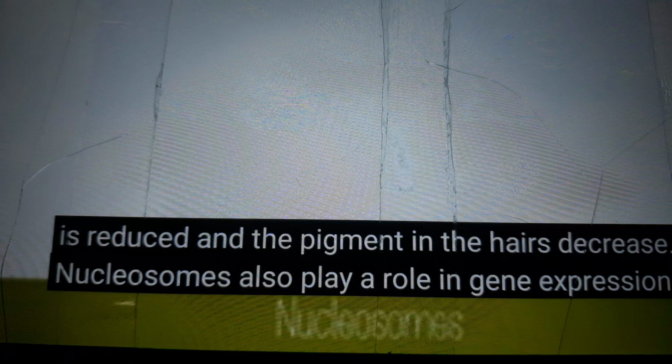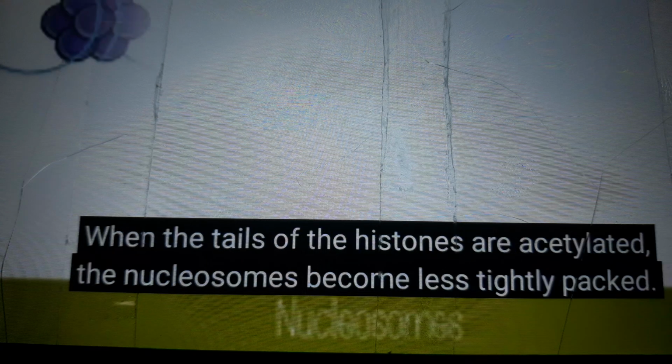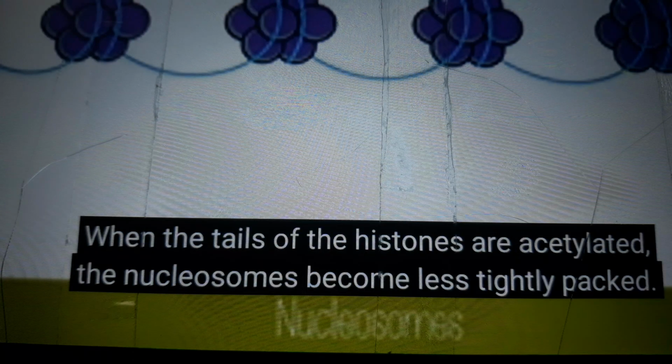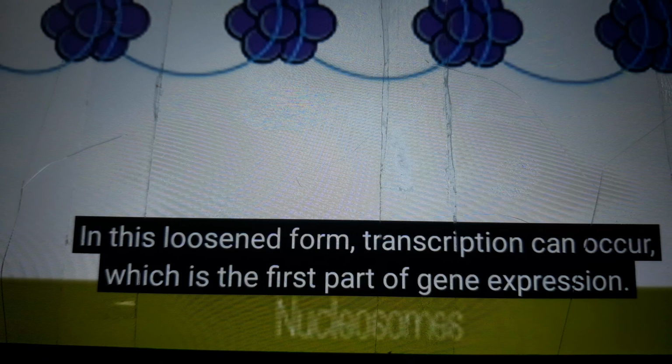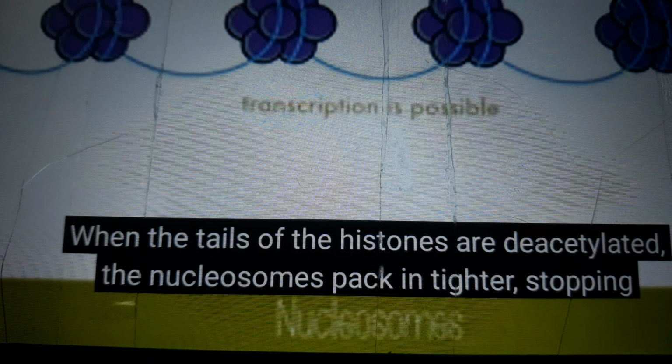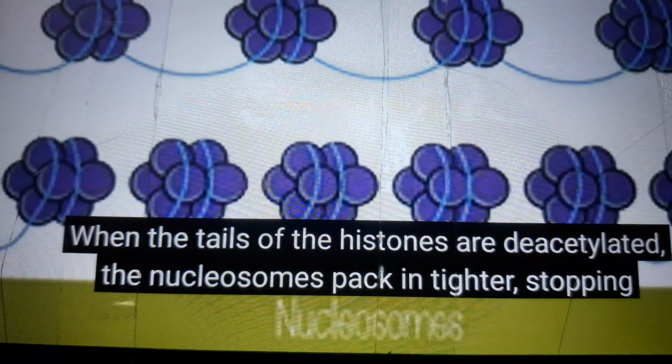Nucleosomes also play a role in gene expression. When the tails of the histones are acetylated, the nucleosomes become less tightly packed. In this loosened form, transcription can occur, which is the first part of gene expression. When the tails of the histones are deacetylated, the nucleosomes pack in tighter, stopping gene expression.